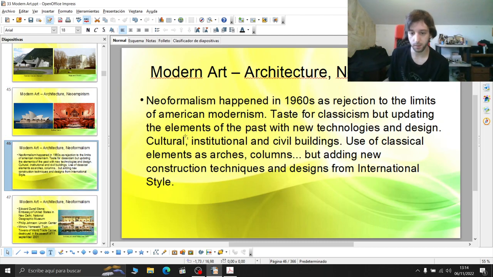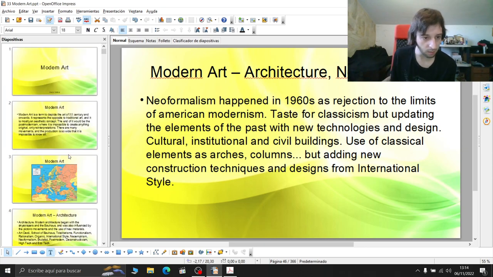Neoformalism happened as a rejection of the limits of American modernism, with a taste for classicism, but updating the elements of the past with new technologies and design. Cultural, institutional, and civil buildings, use of classical elements such as arches and columns, but adding new construction techniques and designs from international style.